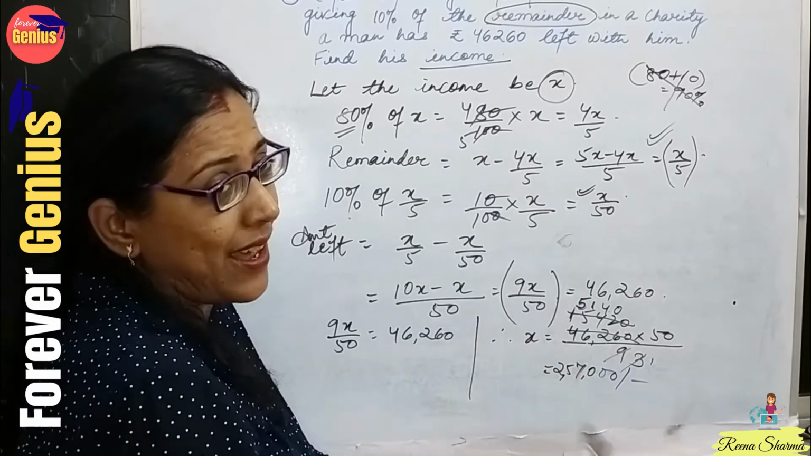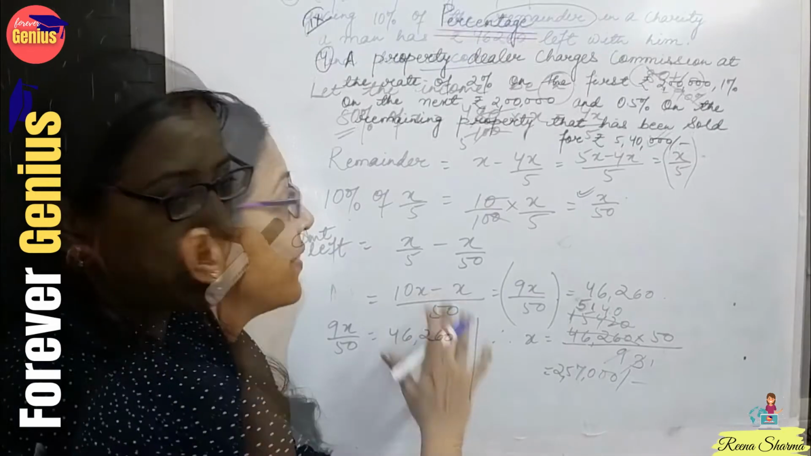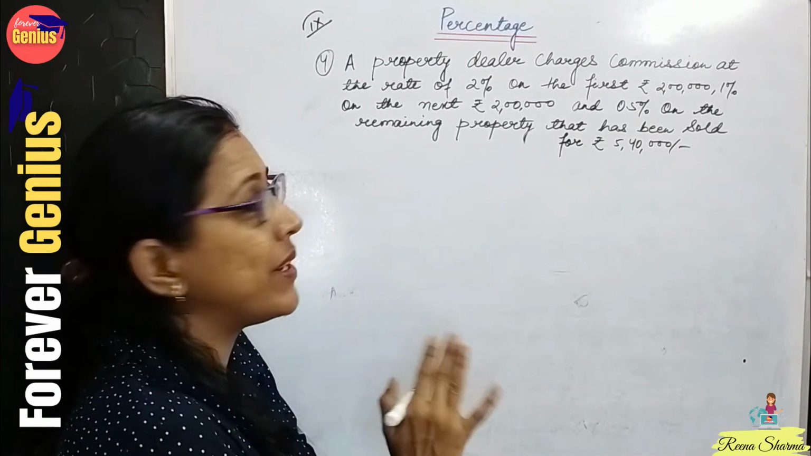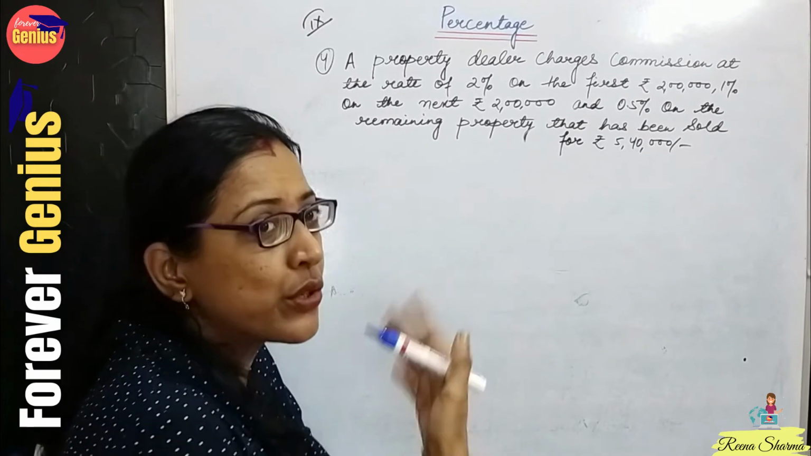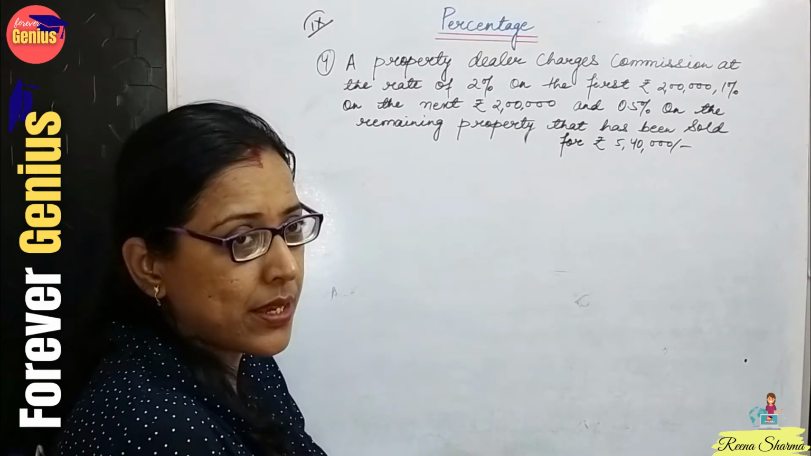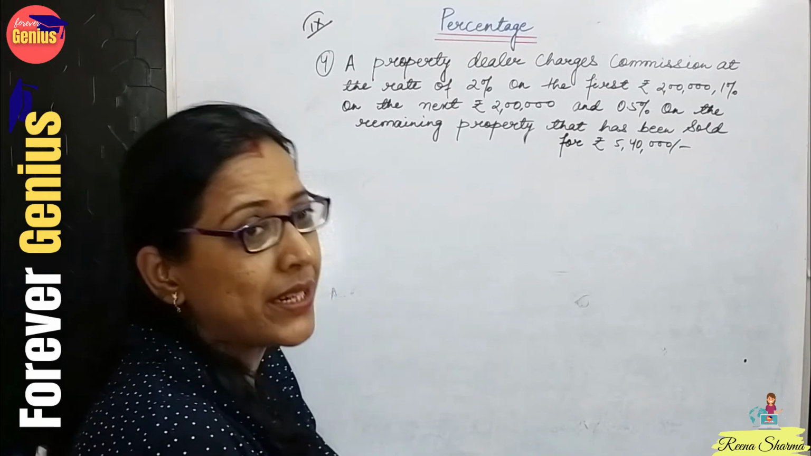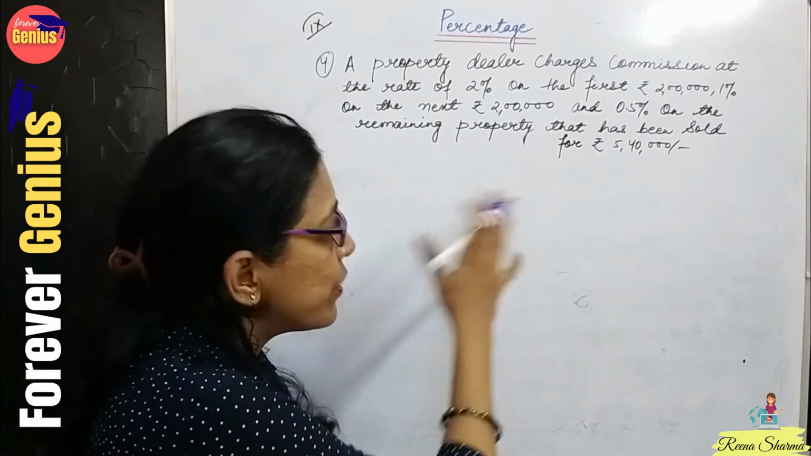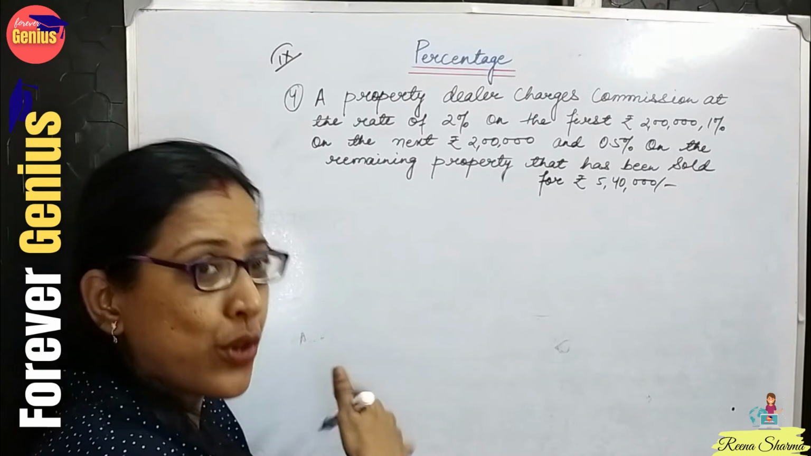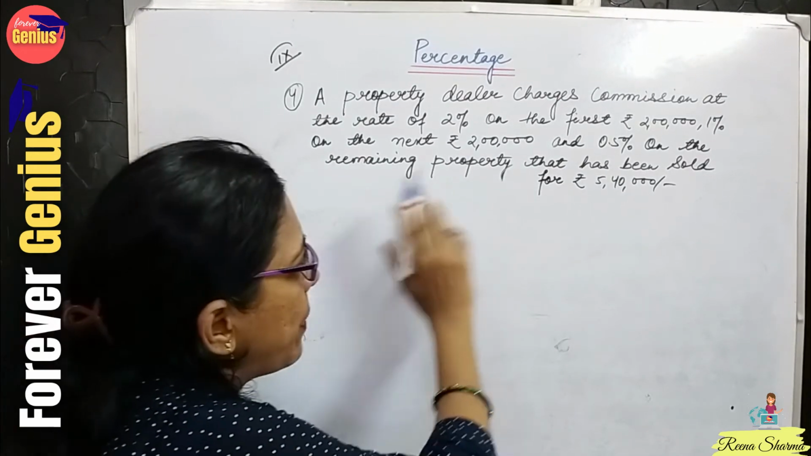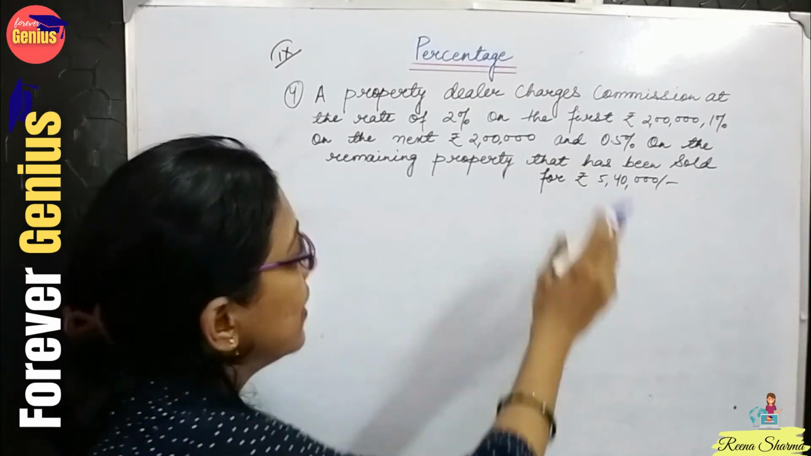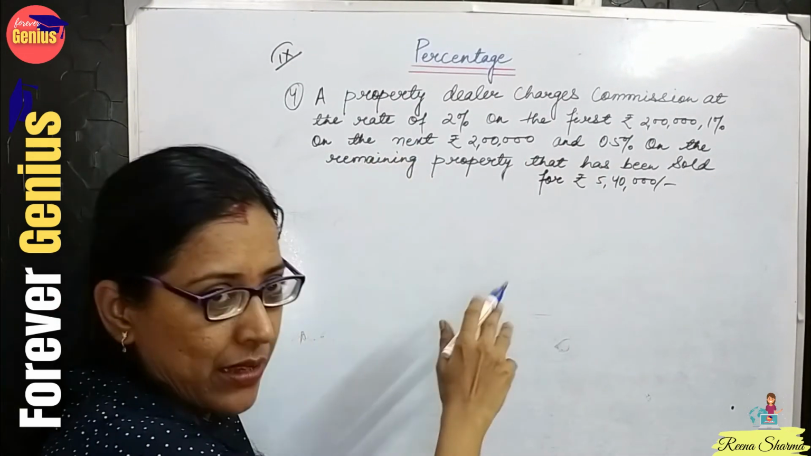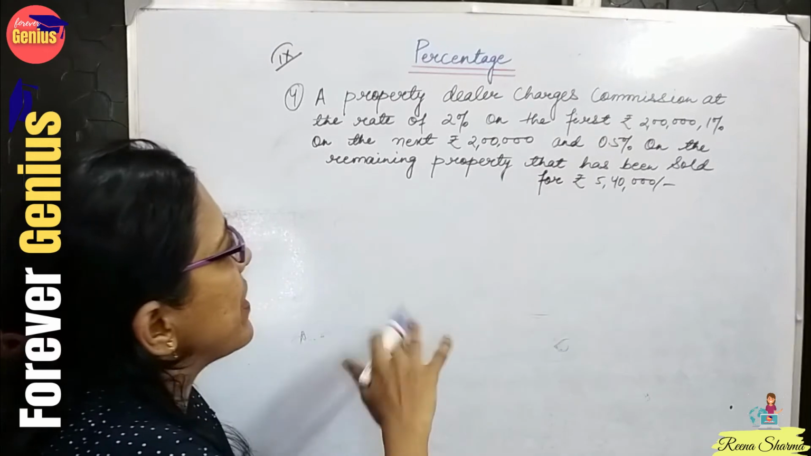Now let's see another example. Now let's see one more commonly asked question, and it is used also in our day-to-day life. When you grow up, either you do your business or you work in any enterprise, you need to do these types of calculations. So what is it? Let's see. A property dealer charges commission at the rate of 2% on the first 2 lakh, then 1% on the next 2 lakh, and then 0.5% on the remaining.